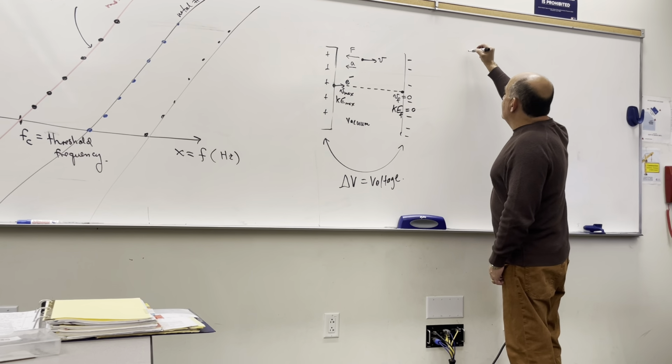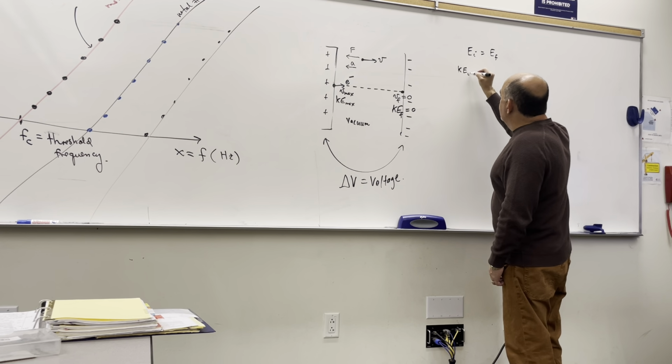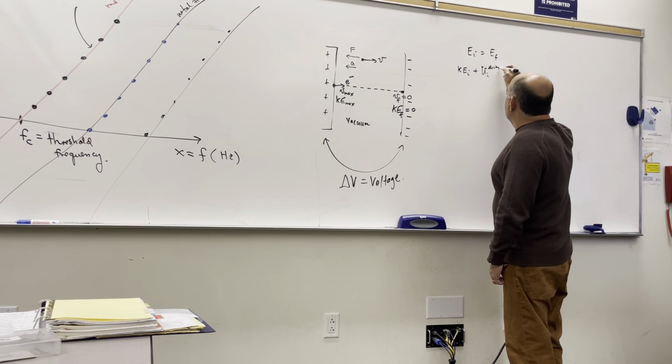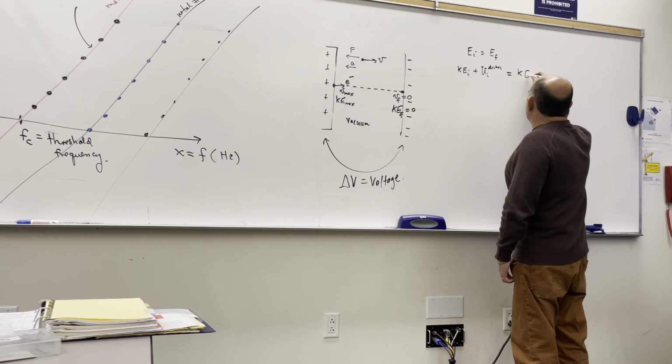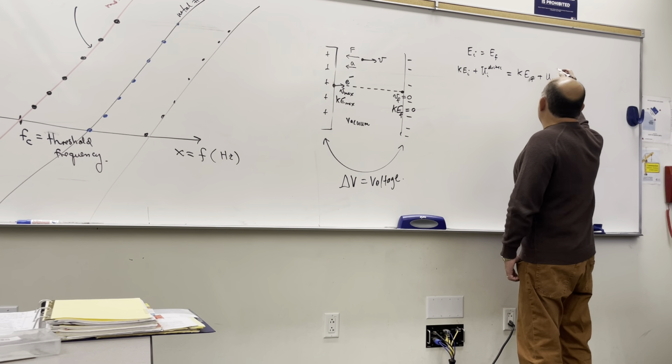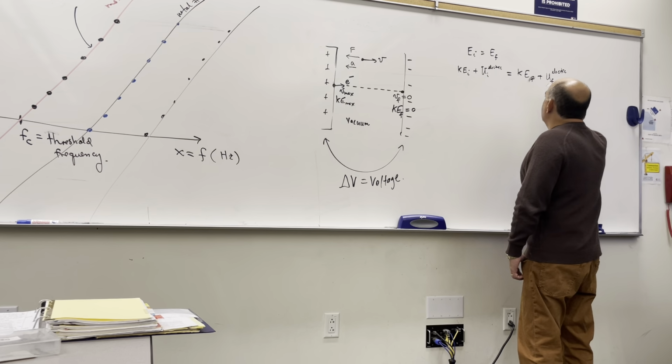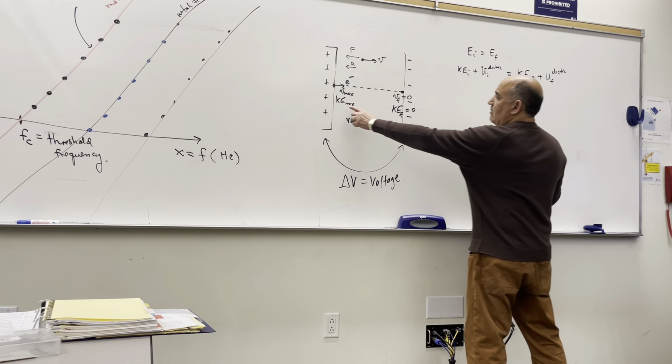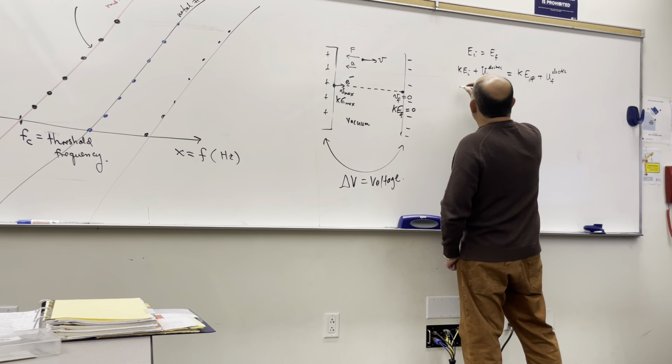The initial energy is equal to the final energy. The energy is kinetic energy plus, in this case, electrical potential energy. And this is the final kinetic energy plus the final electric potential energy. And they come out with maximum energy.